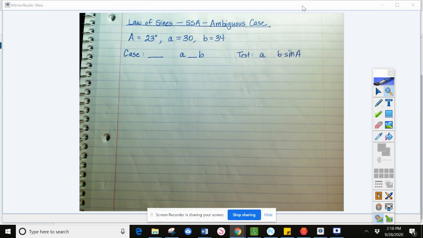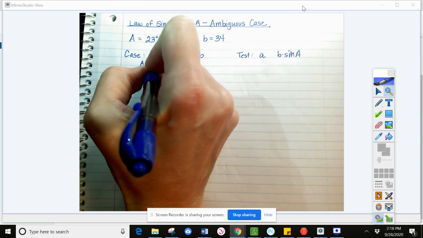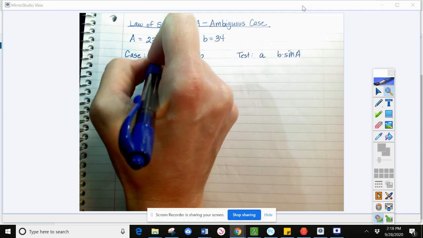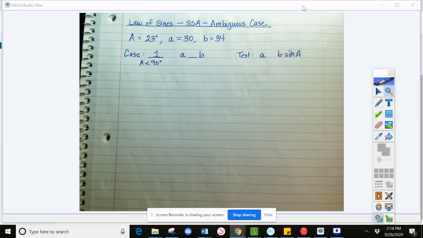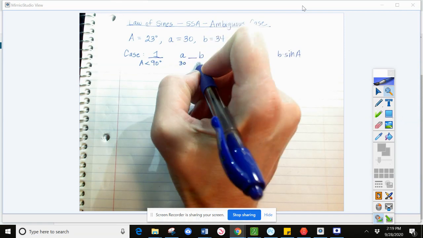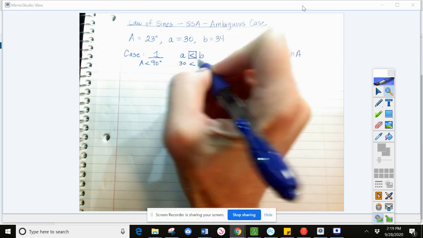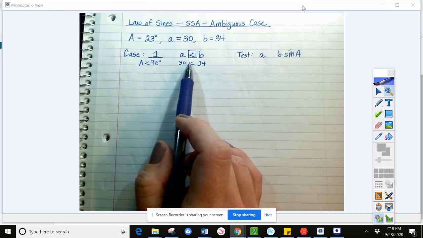It is a case one problem, if you look at it according to the angle being less than 90 degrees. So we know it's a case one. If it's a case one triangle, then we look at that dark gray area on your chart and compare the side lengths, A and B. Just so happens that 30 and 34 are those side lengths, and 30 is less than B. All right, so A is less than B, so that puts us in the top row of the chart.